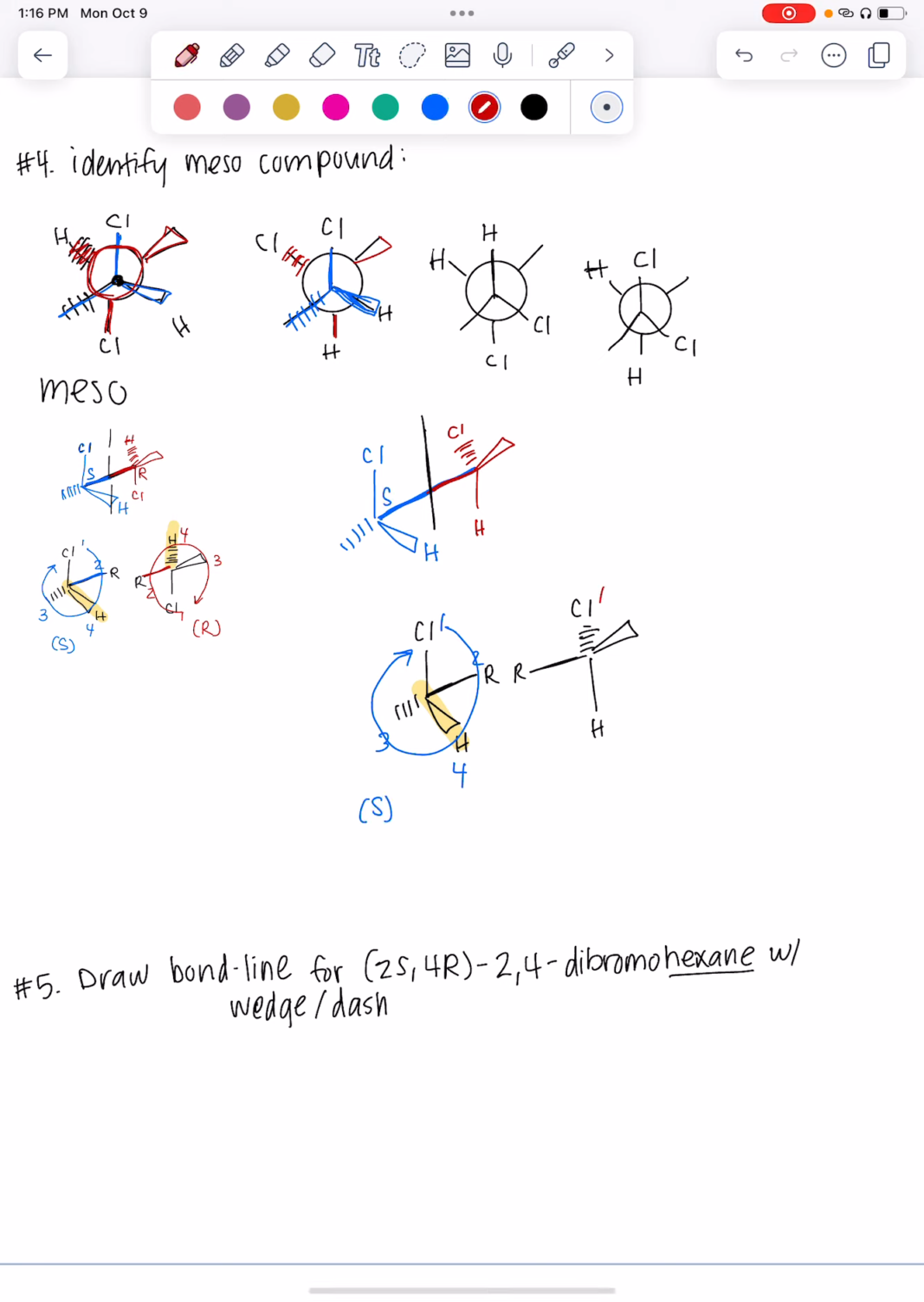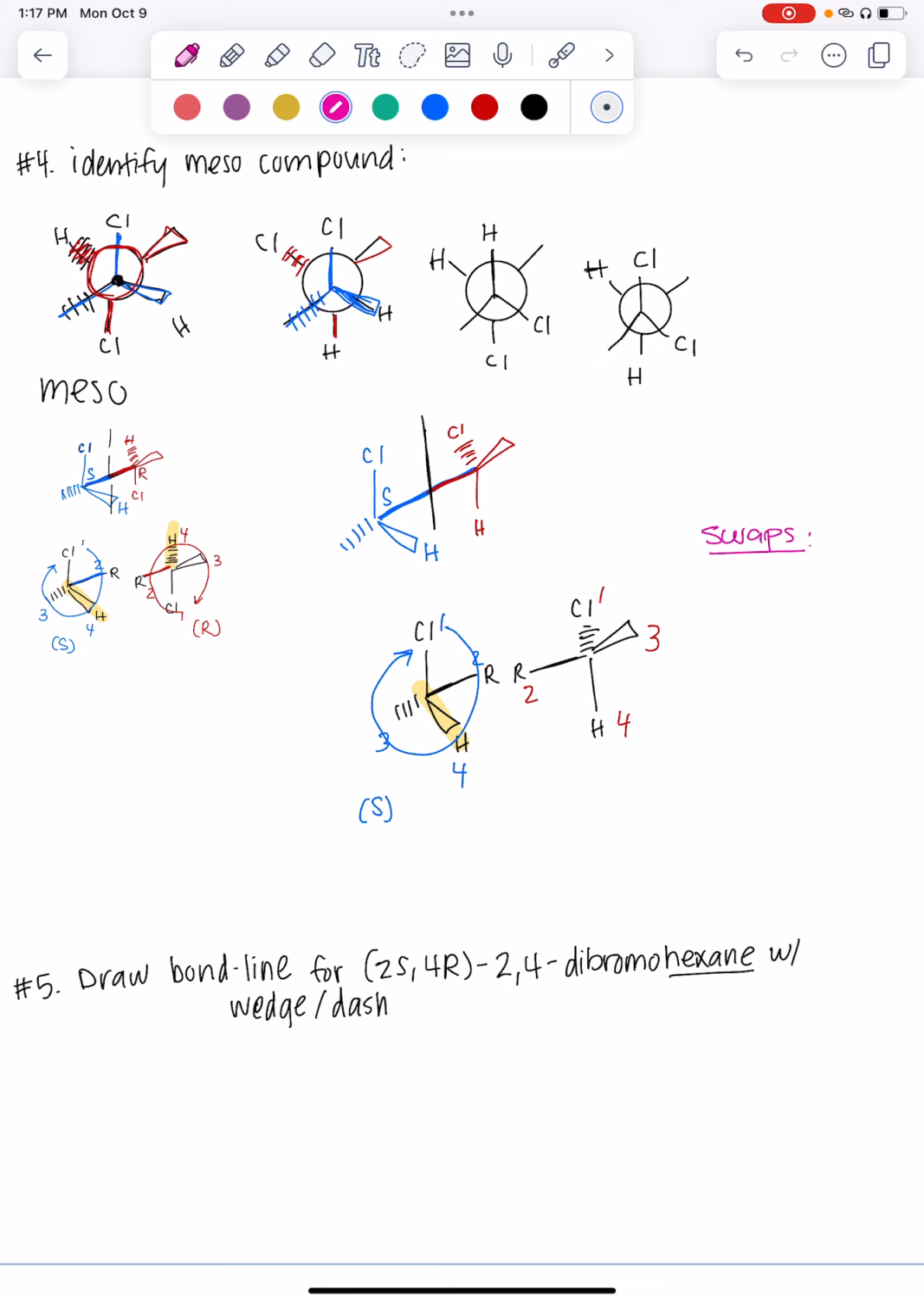Let's look at this one. 1, 2, 4, and 3. 1, 2, 3, 3. But hydrogen is in plane. And we don't want hydrogen in plane because that makes it complicated. So we want to do some swapping. And I learned that swaps are the easiest way to do it, I think.